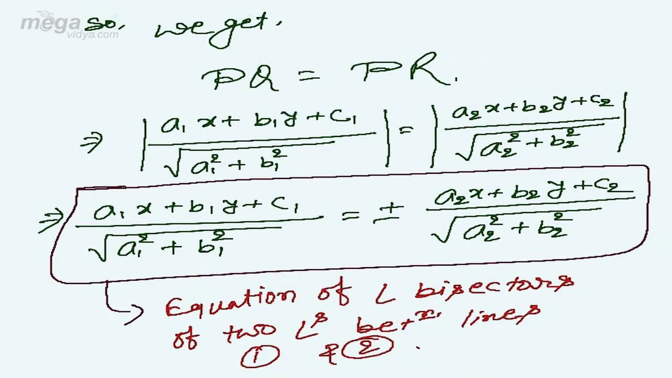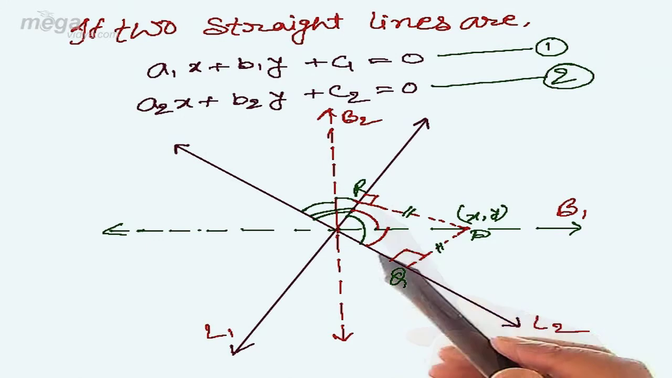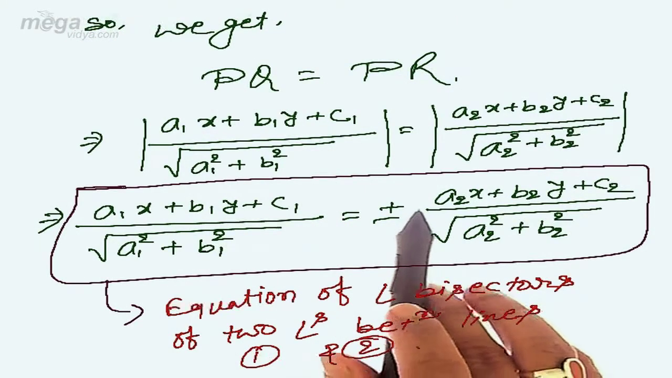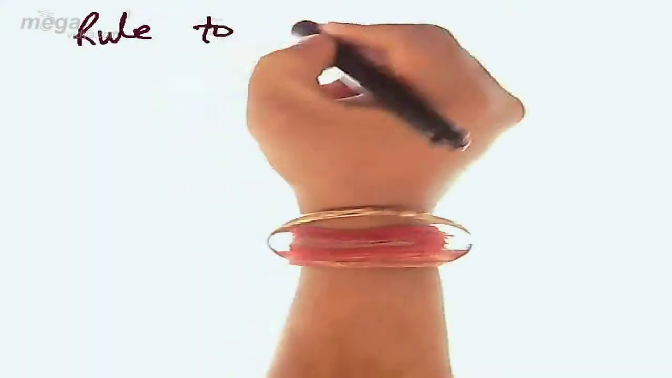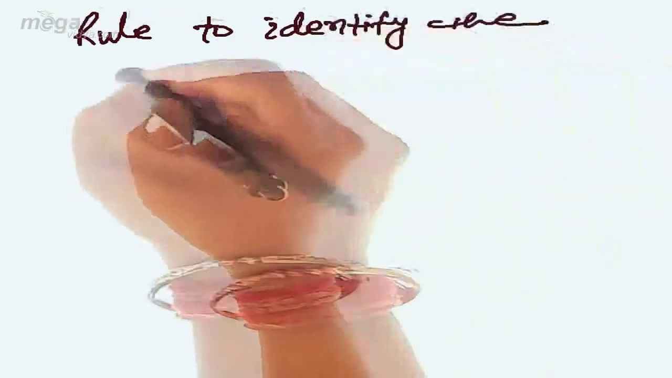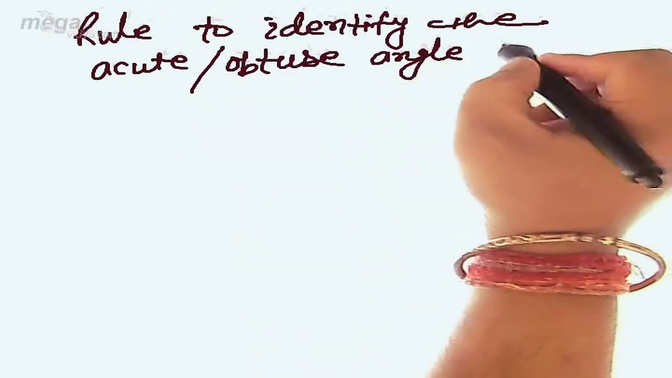This will be the equation of the angle bisectors of the two angles between lines 1 and 2. The question is: one of the angles is the acute angle and one is the obtuse angle, so which sign will represent the acute angle bisector and which sign will represent the obtuse angle bisector? To get this, I'm writing here the rule to identify the acute and obtuse angle bisectors.